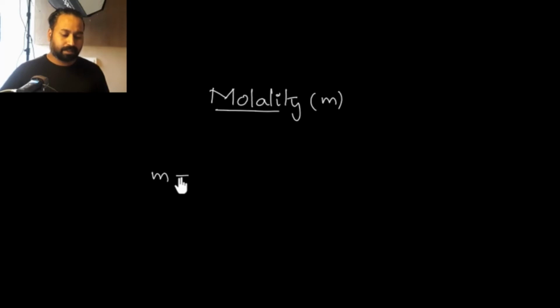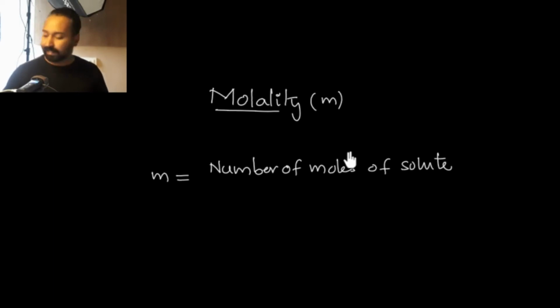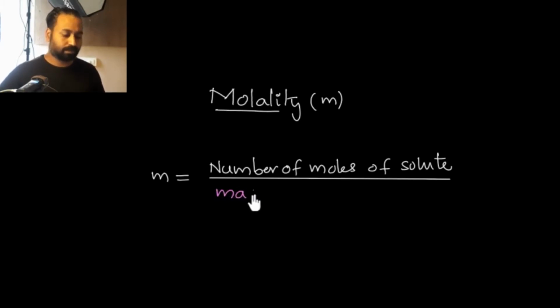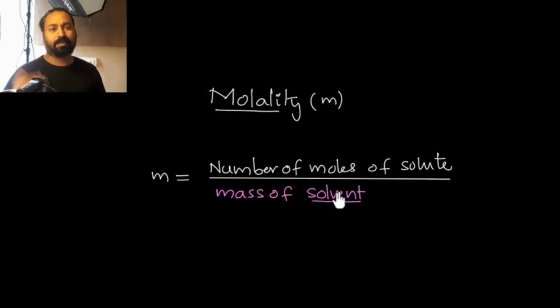Now, the molality can be given as an equation: number of moles of solute divided by the mass of solvent. I'm underlining solvent because in the previous case, in the molarity, we took the volume of solution, but here we have to take the mass of solvent. It is a drastic change in the denominator, and the mass of solvent should be expressed in kg, kilograms. This is the generalized equation for the molality.